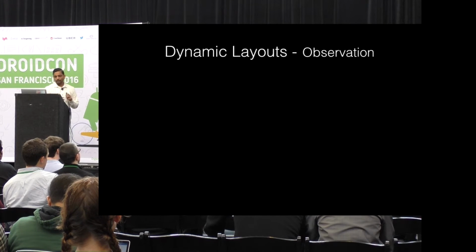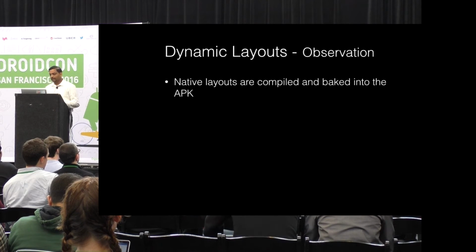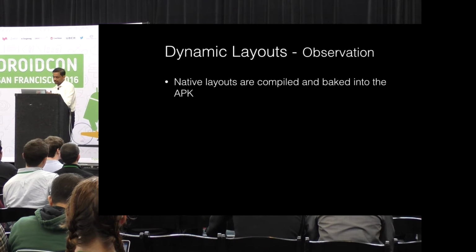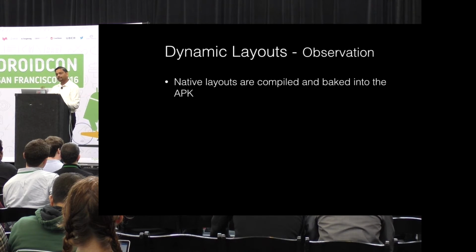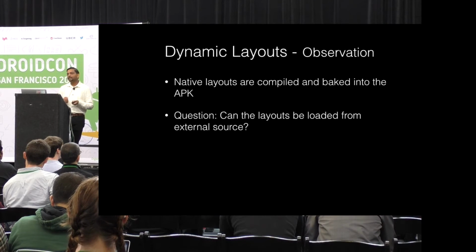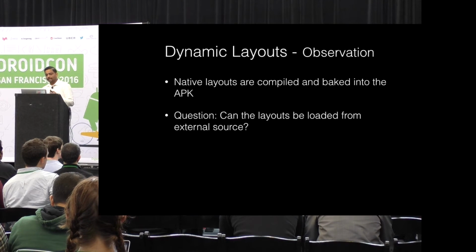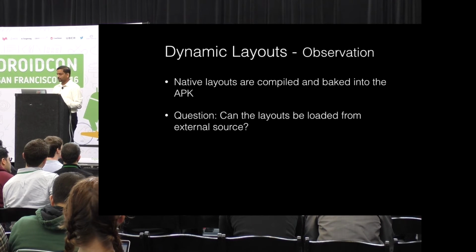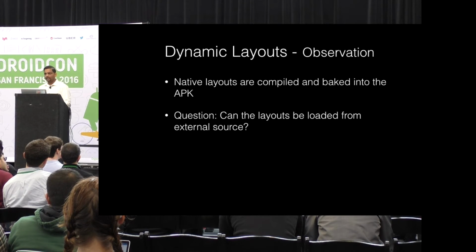So what's the observation that we had? One is native layouts are compiled and baked into the APK. The language for writing the layouts exists, and that's the XML language itself. It's just that using the default layout loader, LayoutInflater, there are constraints of using it out of the box. And the constraint is that the layout has to be bundled with the APK. The question was, can the layouts be loaded from an external source? Can we download the XML, whether it is raw XML or compiled XML, down from the network, down on the wire, and load it dynamically on the device?